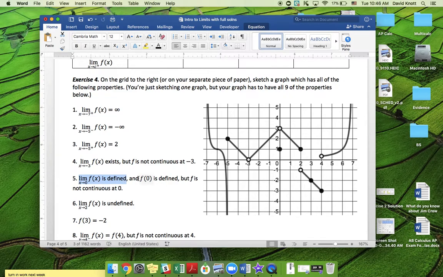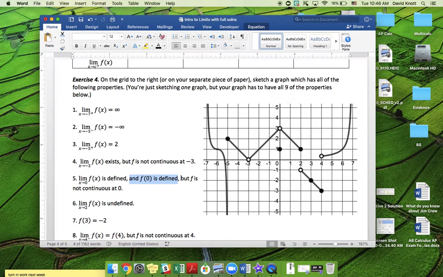Now, f of 0 is defined. What that's saying is my function has to have a value at 0. There has to be a black dot somewhere above 0, otherwise it would be undefined. So I have to put a black dot somewhere. I chose to put it here. So the value of my function at 0 is 1.